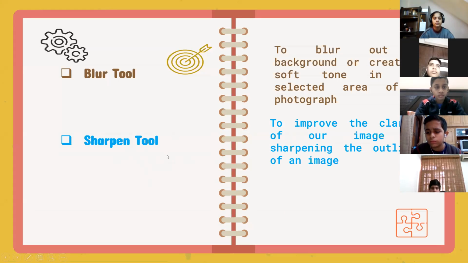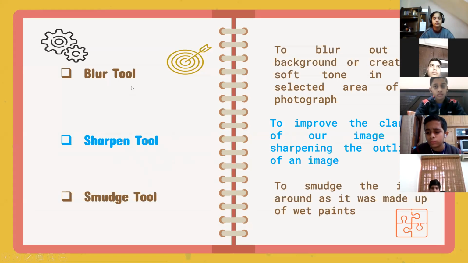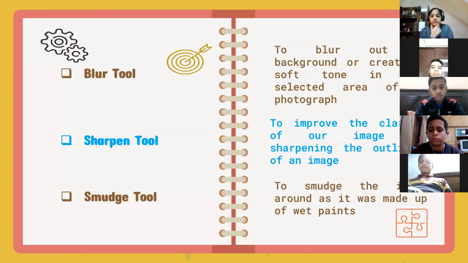Then there is a smudge tool. It is a group of three tools: blur, sharpen, and smudge. Smudge tool will be like wet paints where you put a finger and mix the wet paints around it on a plate. Similarly, you can use the smudge tool to mix some colors, to give some strokes, to give some brush effect by mixing the colors as if you had put your finger in the wet paint. To smudge the image around as if it was made of wet paint.